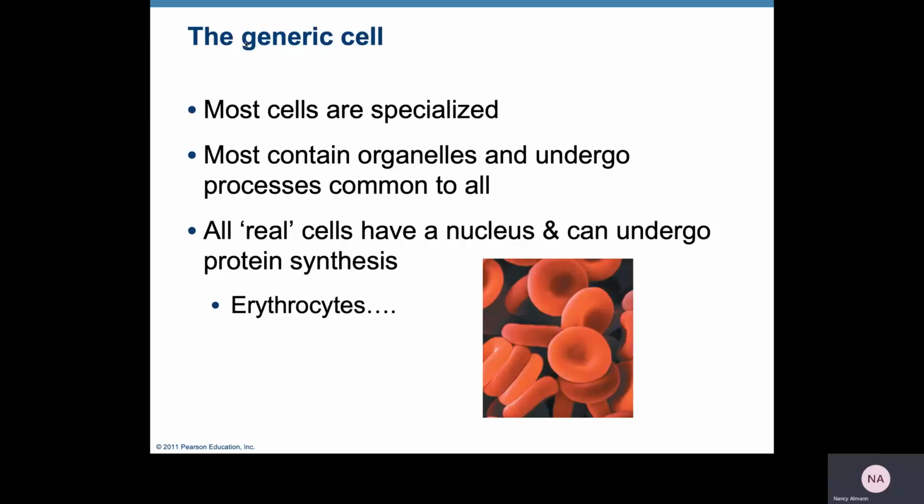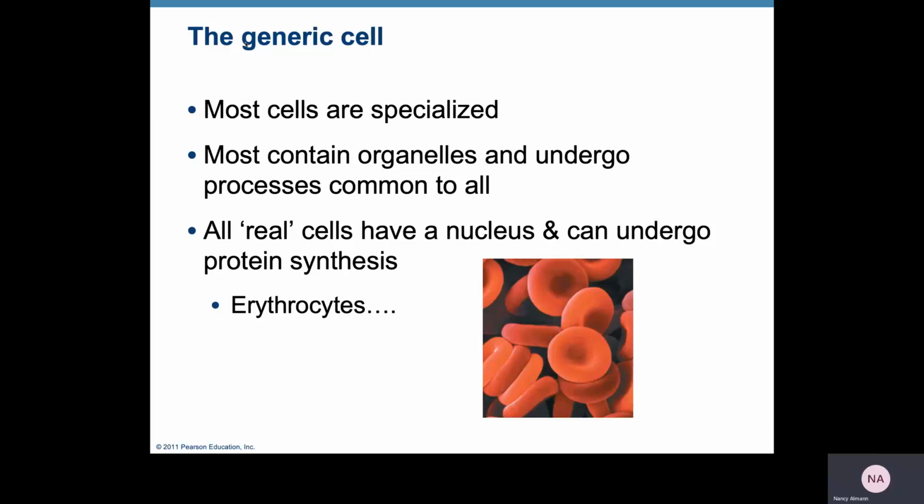So that leads us to this. Most cells are specialized. Most contain organelles and will undergo processes that are common to all. All real cells have a nucleus, and all can undergo protein synthesis, with the exception of cells like erythrocytes, red blood cells. Red blood cells aren't really cells because they have very few organelles and they are also lacking a nucleus. And if you've ever seen a red blood cell on a slide or in a micrograph like this, you'll see they have that indentation in the middle, and that is because they are missing a nucleus.